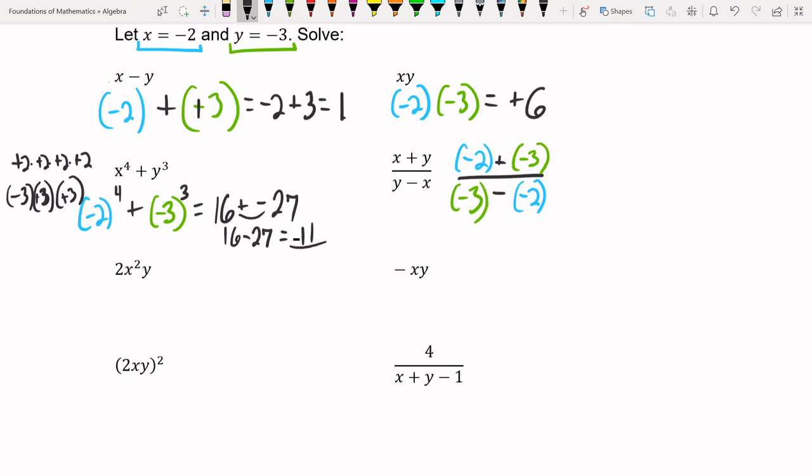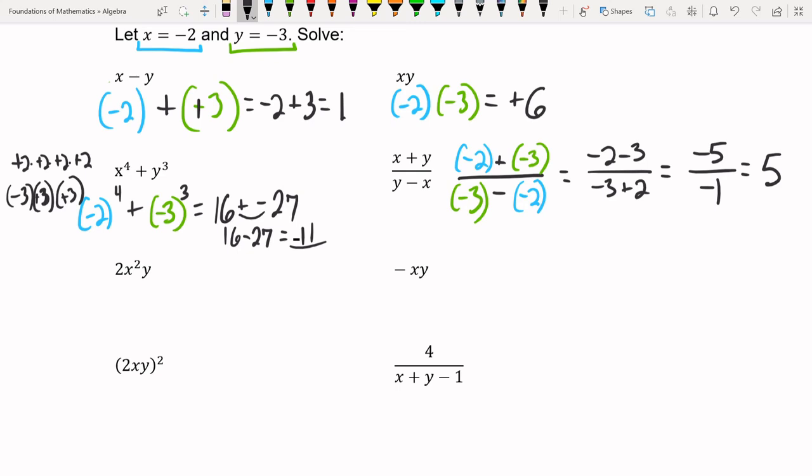Okay. On top, we have a plus a -3, so that's going to be a -3. On bottom, we have minus a -2. That's going to be +2. -2 minus 3 is -5. -3 plus 2 is -1. And -5 over -1 is 5.